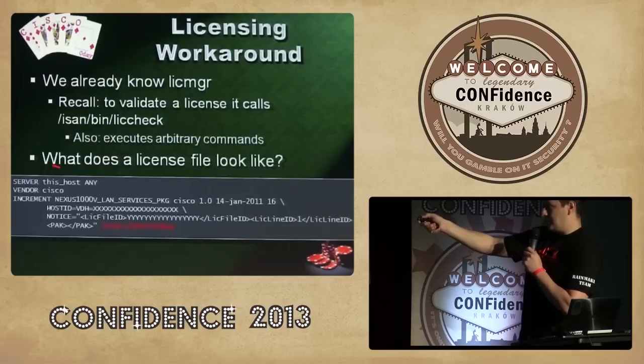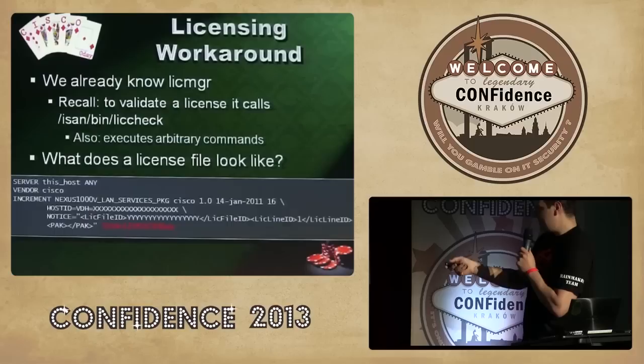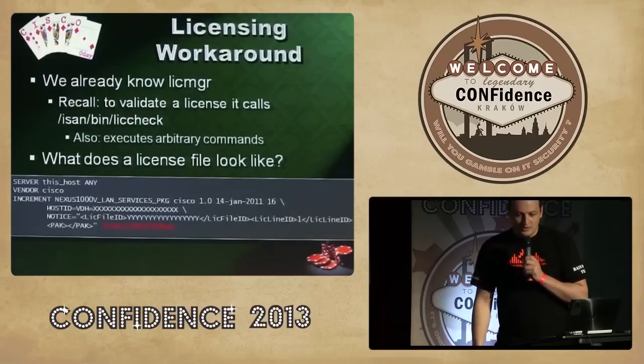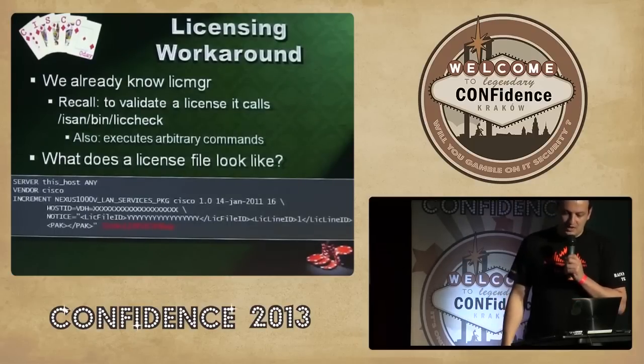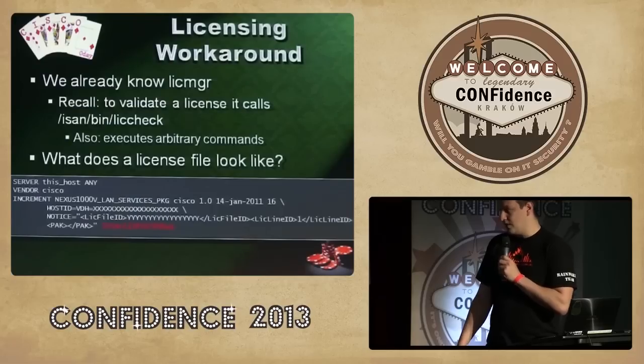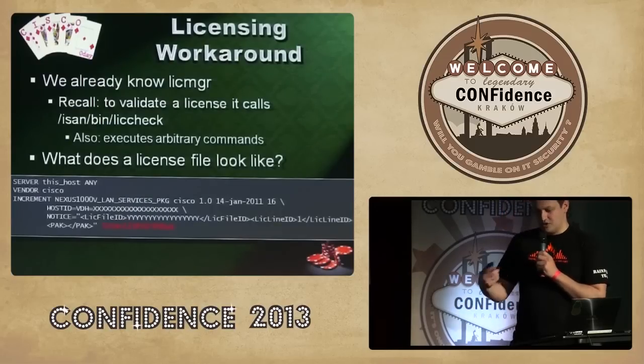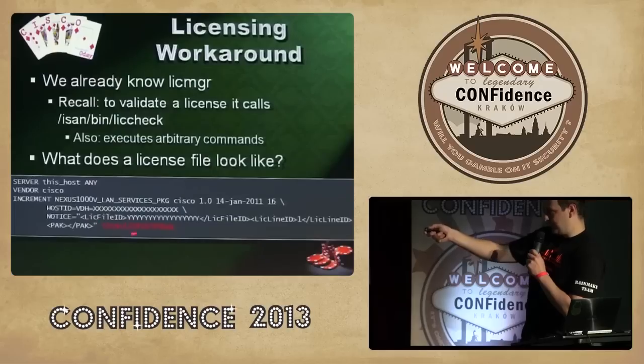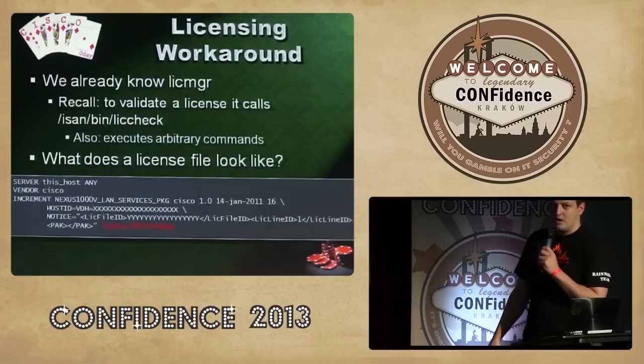You can supply a licensing server and a vendor name and a whole bunch of other stuff. If you want to know what a valid license looks like, just open up a Cisco manual. It will contain some, probably without the real signature. I don't know, I didn't check, but that gives you the opportunity to craft licenses on your own until you realize there is this signature field here. No, that's not the valid signature.